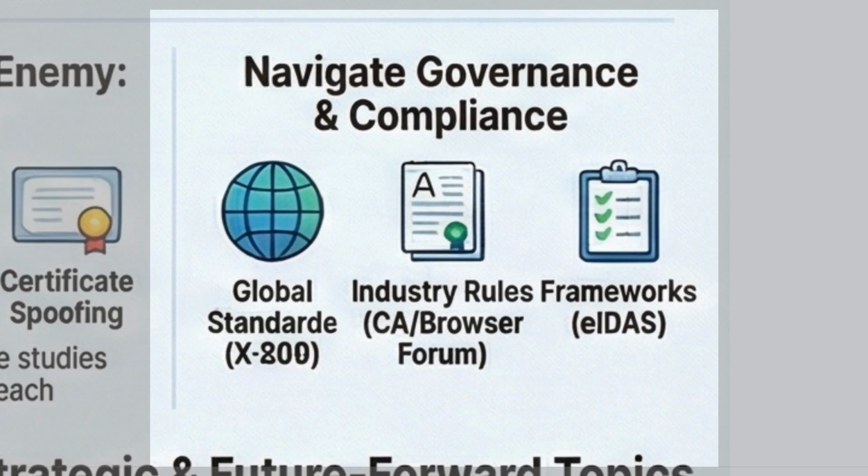Effective PKI requires strong governance and adherence to industry standards. Global frameworks define how public CAs must operate, while industry groups and regional regulations set expectations for validation, key protection, and incident response. Internal policies, audit controls, and documented procedures ensure that certificate issuance, management, and revocation align with regulatory requirements and organizational risk appetite.